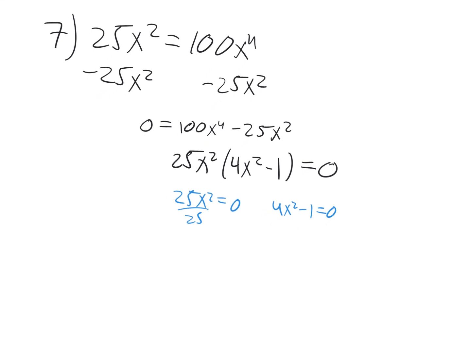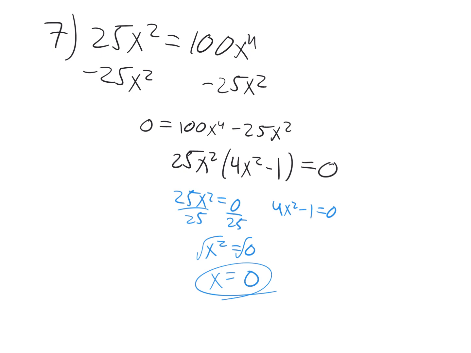Divide by 25 on both sides. So we get x squared equals 0. And then square root both sides, we get x. Square root of 0 is 0. You could say plus or minus 0, but those are both just going to be 0. So we get x equals 0 twice. That accounts for 2 of your answers.